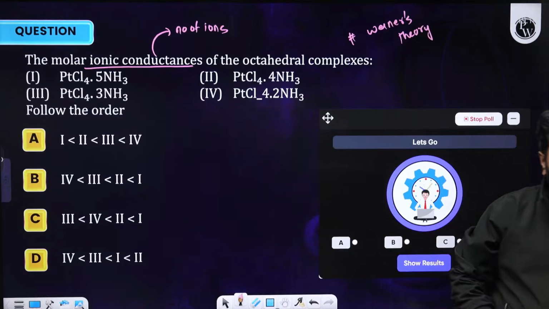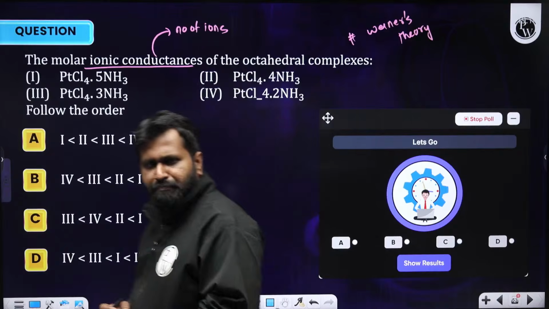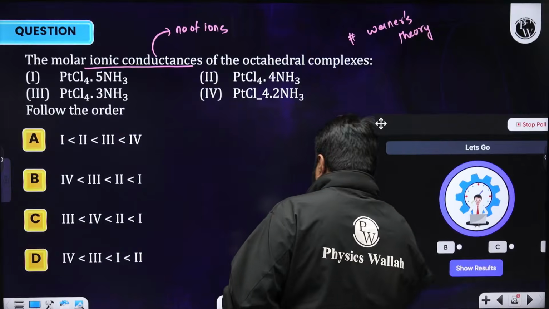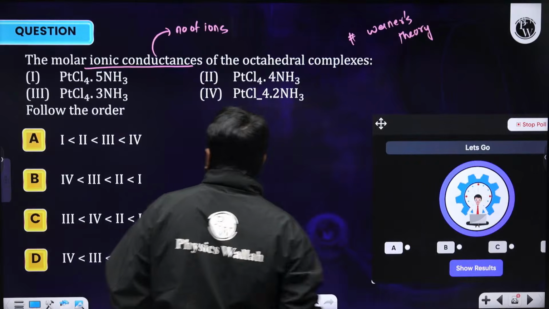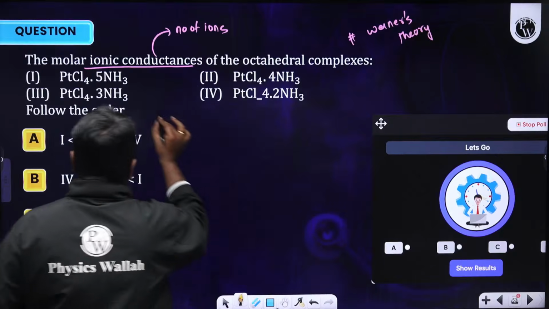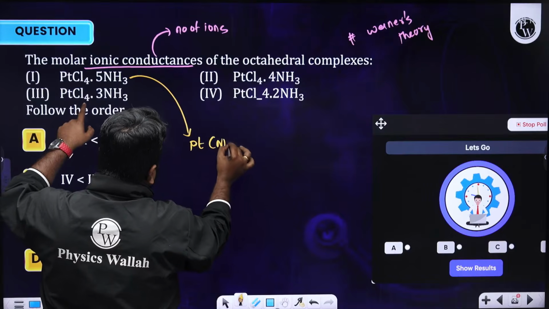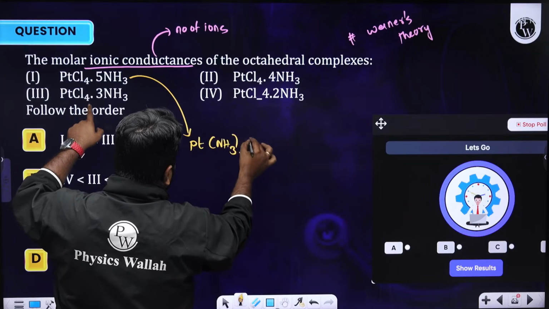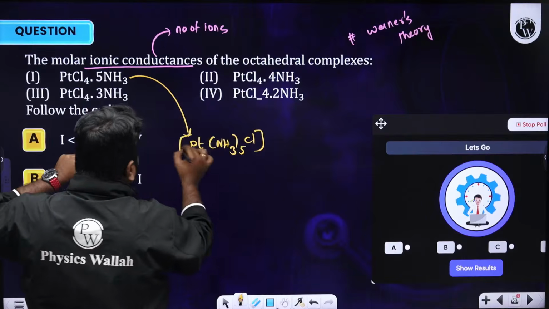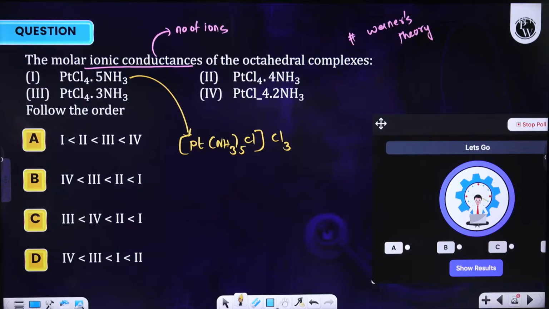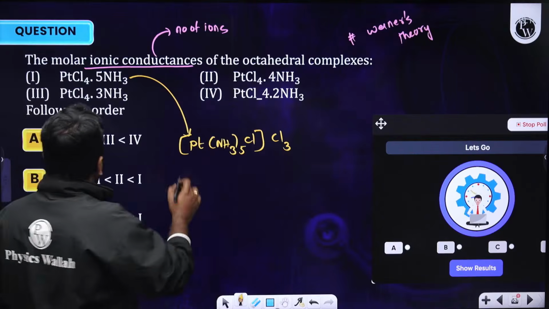Try to solve this particular question. B. Let me check. Okay, everyone started telling B, B, B. Others can also tell your answer. In the meantime, I will cross check. PtCl4·5NH3. That means Pt, NH3 5 will be there. Outside we will be having Cl3. Right? That means we will be having 3 Cl ions. This is actually the first one.